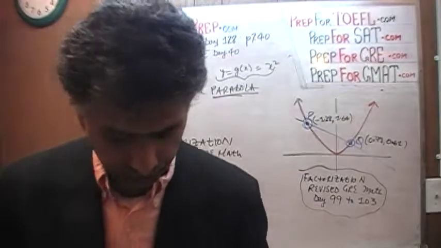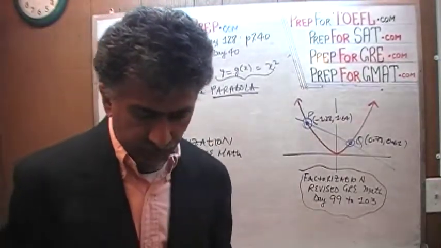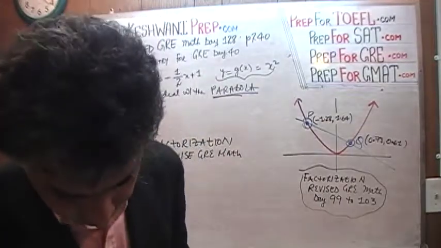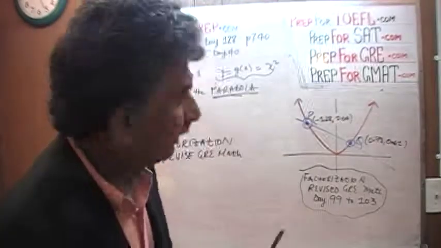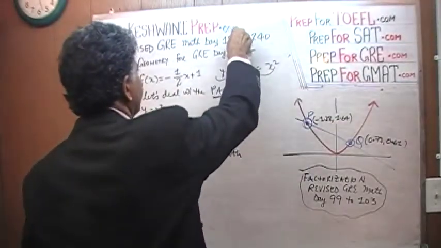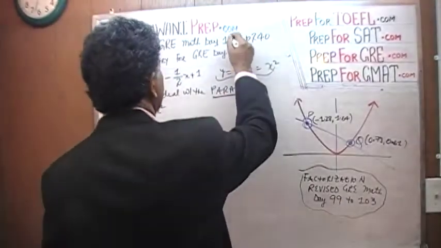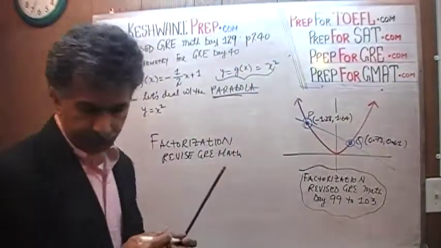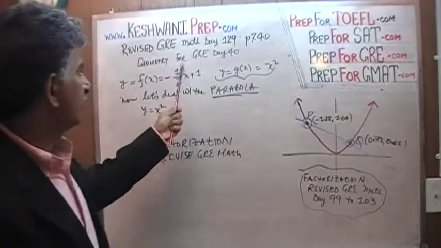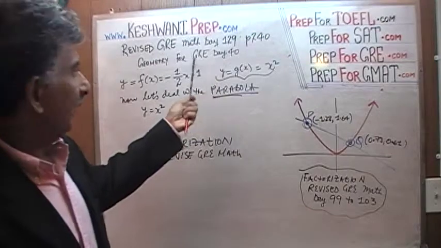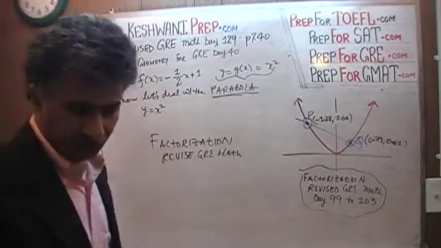Anyway, enough of that. The problem that I'm about to solve is the one that you will find on page number 240. Page 240, and today is our lesson number 129. I'm not going to change this part, geometry for GRE day 40. I'm going to keep that same for both videos because it's a continuation from yesterday. I'm going to use the same tag.